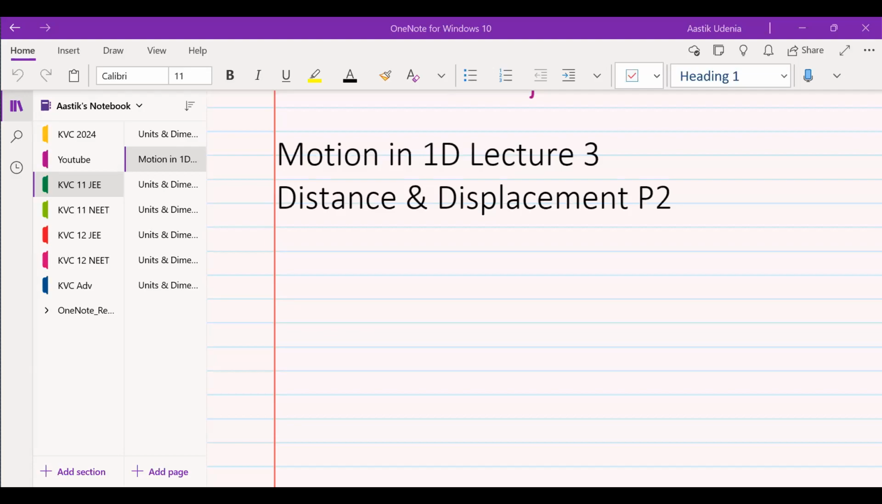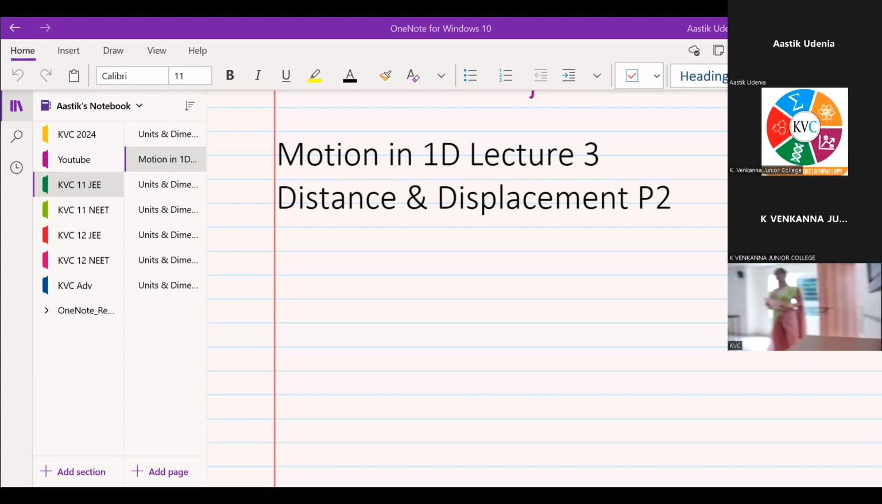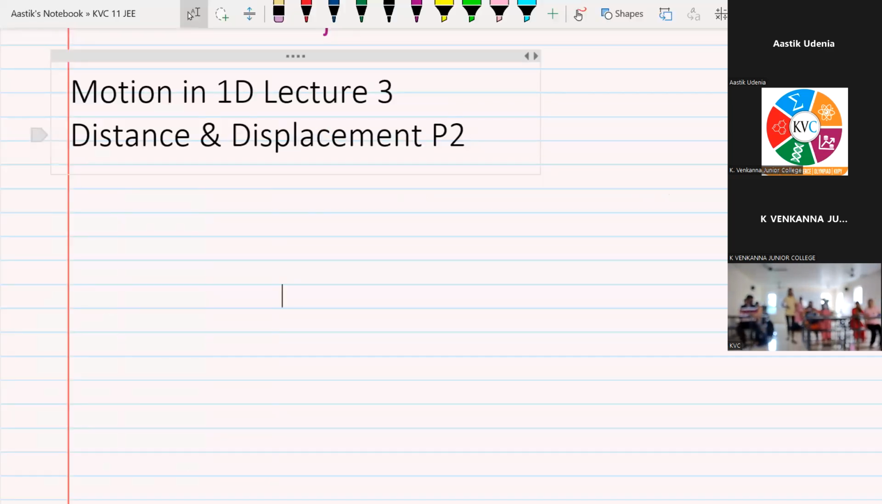So good afternoon, everyone, and this is lecture number 3 in distance and displacement. In the previous lecture, we had seen some important concepts about distance and displacement. Yes or no? We had seen what we mean by distance. We had seen what we mean by displacement. And in this class, we will go ahead and discuss more about distance and displacement.